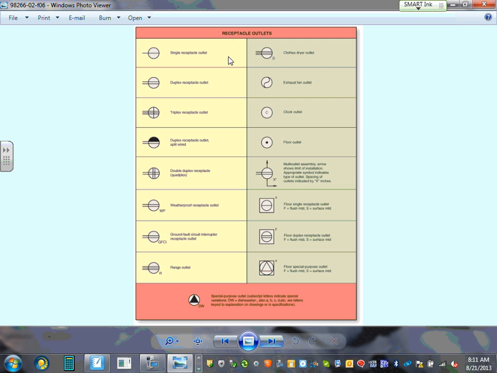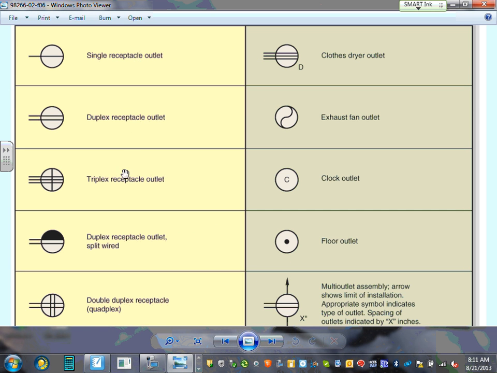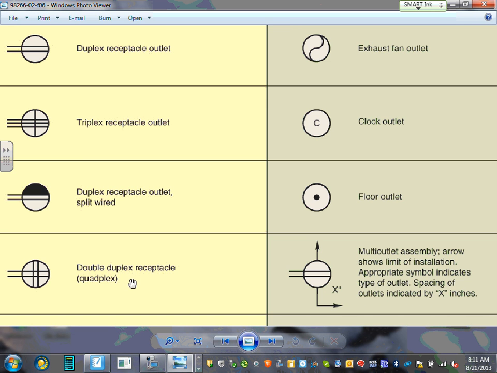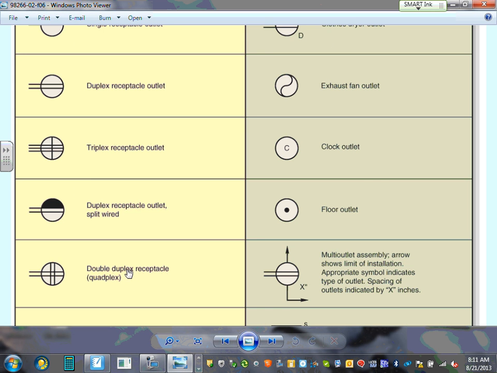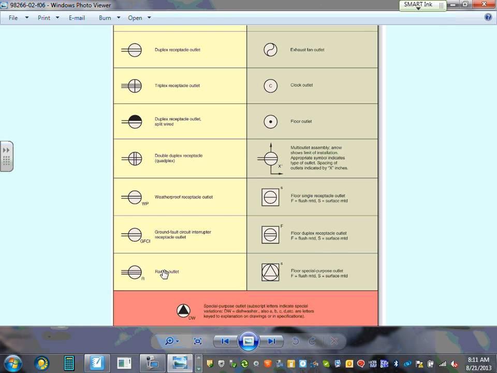For receptacles, look at the receptacle symbols, guys. We have single receptacle, duplex receptacle, very common. This is clothes dryer receptacles. We have a duplex receptacle, a split wire. We have quad. Can you guys see the quad? Everybody knows what a quad is, right? For receptacles in one yoke. The clock, the exhaust fan, all these good things.